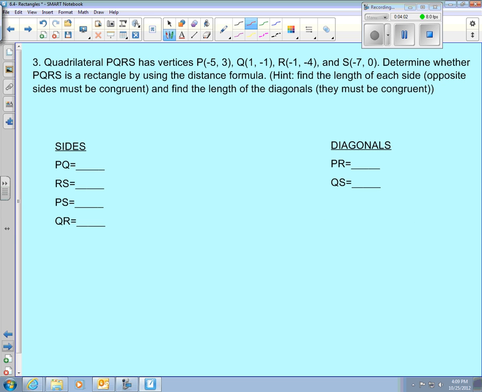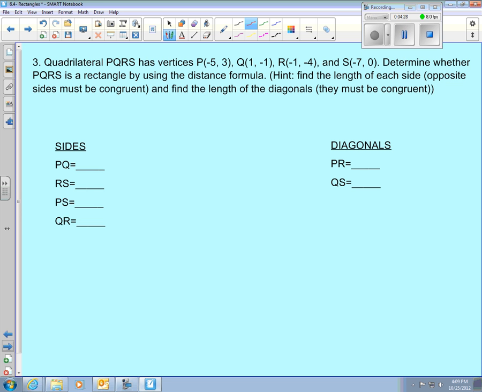All right, here comes the tough one. Quadrilateral PQRS has vertices as given. Determine whether PQRS is a rectangle by using the distance formula. So here's our hint. Find the length of each side, and we know that opposite sides must be congruent. That was our parallelogram property. And then find the length of the diagonals. Those must also be congruent. That makes this a rectangle.